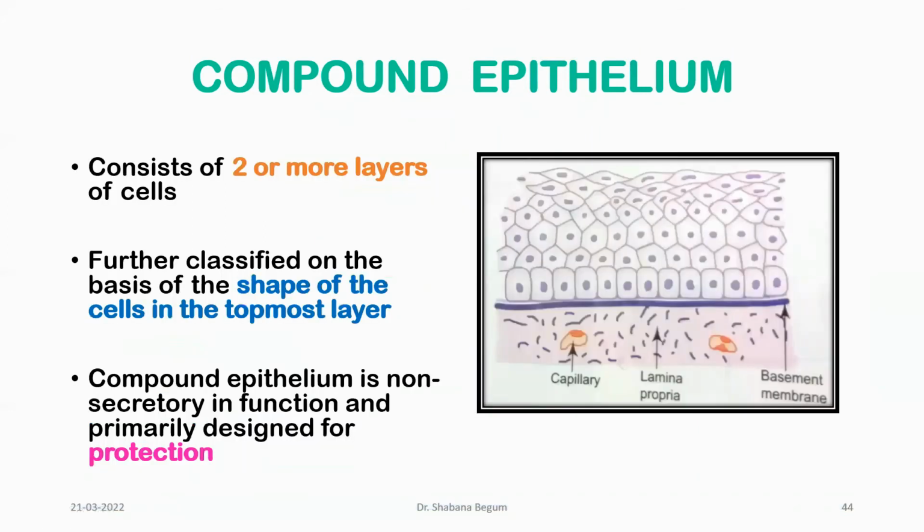So what is compound epithelium? It consists of two or more layers of cells. And this compound epithelium is classified, named, by the shape of the cells at the topmost layer. So if the shape of the cells at the topmost layer is squamous, flattened variety, it is known as the stratified squamous epithelium. And if the topmost cells are cuboidal or columnar variety, it will be named accordingly. Now, compound epithelium is basically designed for protection because it is multiple layered.